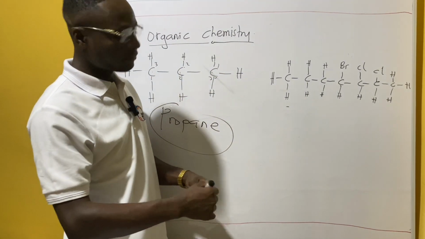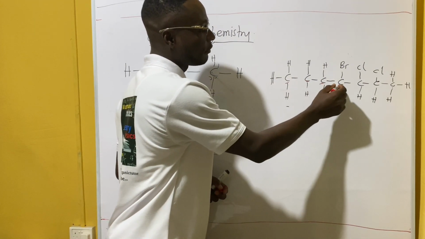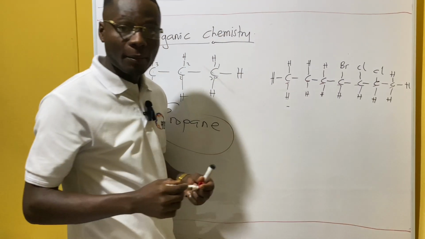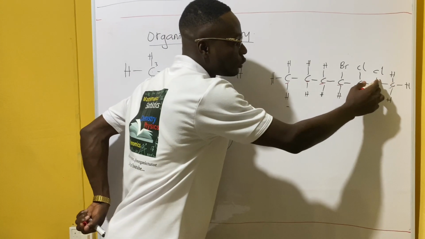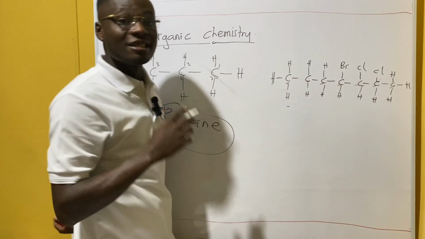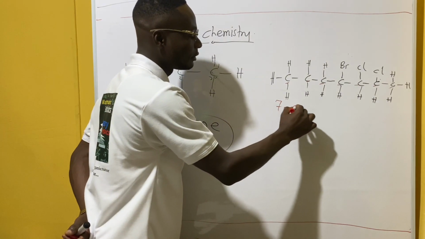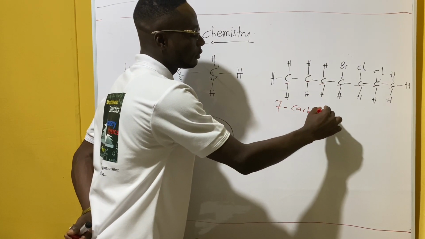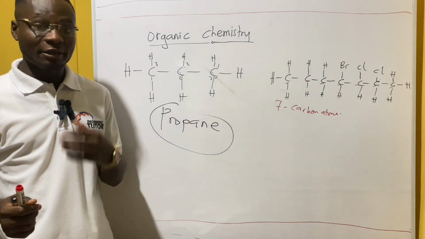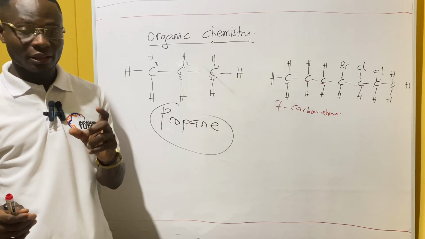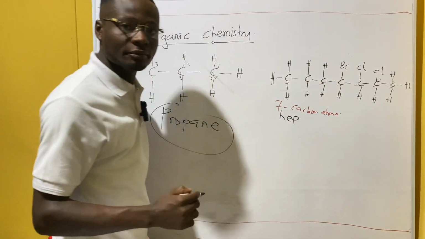Now, let's go to this structure. This structure right here, we have 1, 2, 3, 4, 5, 6, 7 carbon atoms. 7 carbon atoms. When you count from here, 1, 2, 3, 4, 5, 6, 7, 7 carbon atoms. And we know that 7 in mathematics is called hep. Hep. So you have hep.